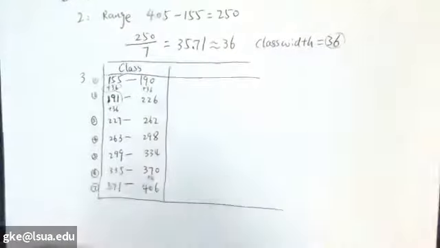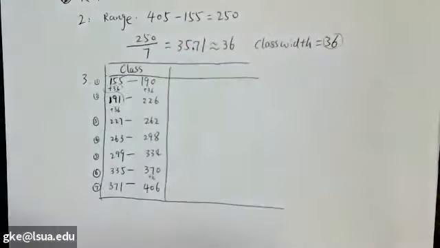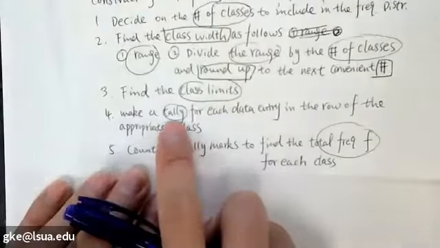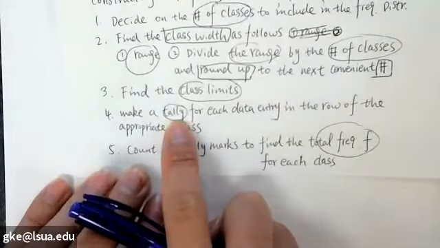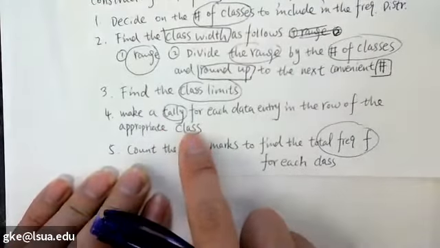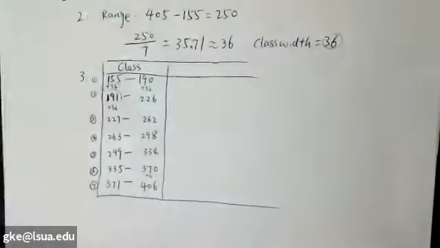Okay, now we need to count the frequency. So basically, we need to go to step 4. We need to make a tally. Make a tally for each data entry in the row of the appropriate class. Make a tally. So let's go.